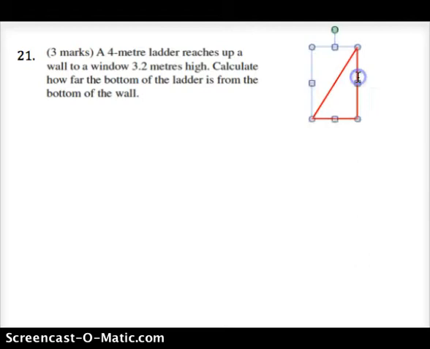So I'm just going to draw a right angle triangle here. We're going to pretend that this line down here is the wall and the line along the bottom is the ground, and this sloped line is the ladder. So that ladder is 4 meters long. So I'm going to put 4 meters on that. So the ladder is 4 meters long.